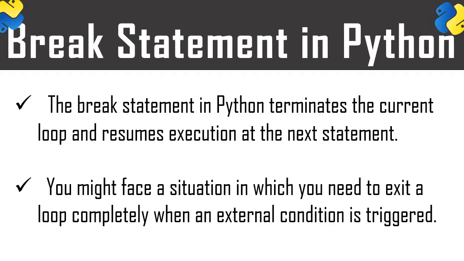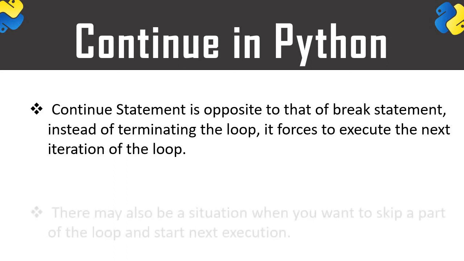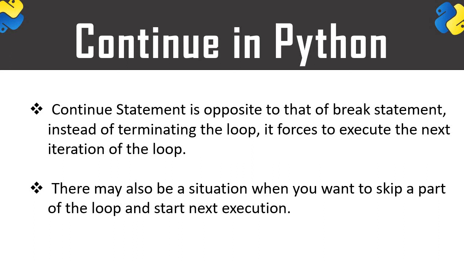Now let's move on to continue statements in Python. So continue statement is opposite to that of break statement. Instead of terminating the loop, it forces the execution of the next iteration of the loop. So the continue statements in Python are the opposite of break statements. They do not terminate the loop but force the loop to execute the next iteration and skip the current iteration. There may be a situation when you want to skip a part of the loop and start the next execution. So in such cases, the continue statements in Python are used.